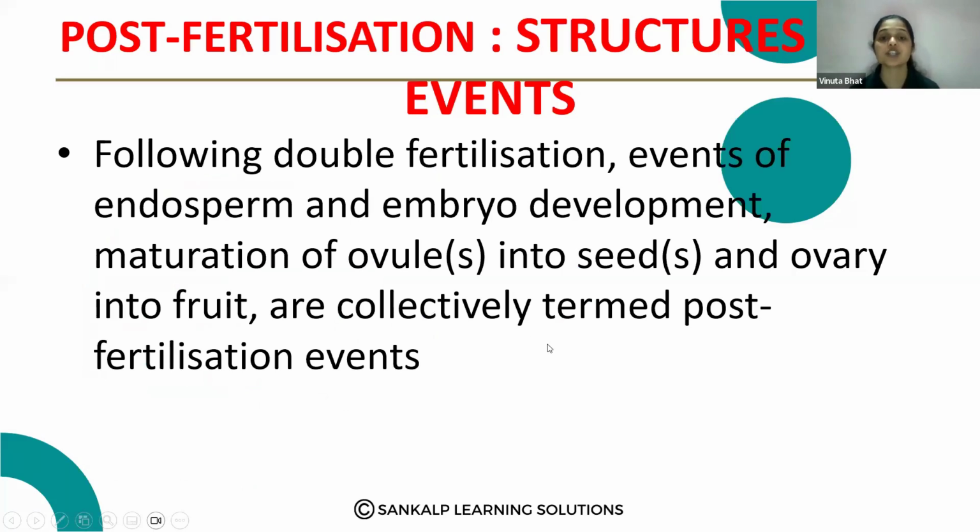Following the double fertilization, the endosperm and embryo development takes place, right? The primary endosperm nucleus develops into endosperm and the zygote develops into embryo, and the maturation of the ovules into seed. After the maturation, the ovules develop into seed and the ovary develops into fruit. So all these events are collectively termed as post-fertilization events.